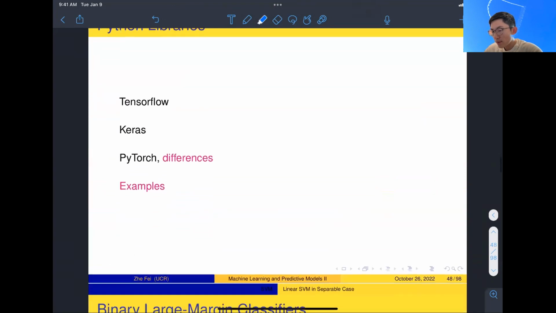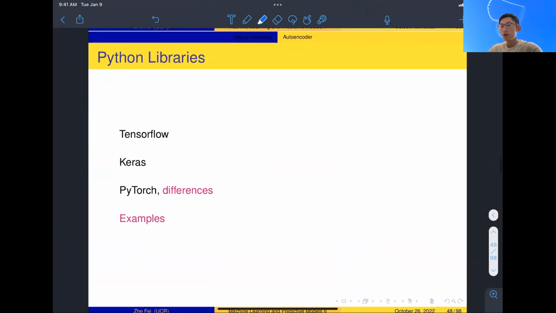I do want to give you some Python applications. So let me try to find some examples. Okay, I do have some examples. Let me share my computer. One second. Okay, let me open the application.